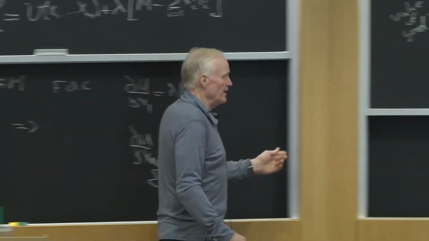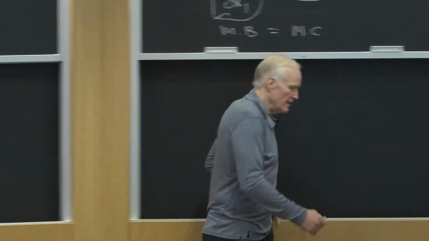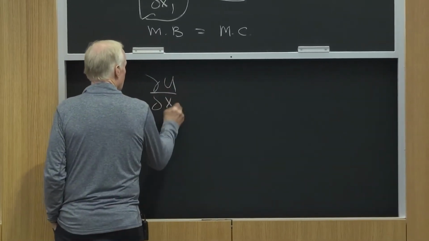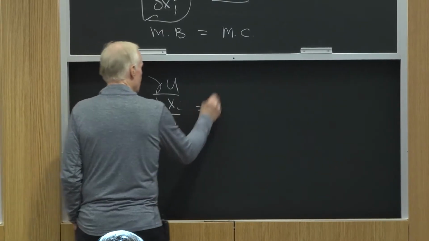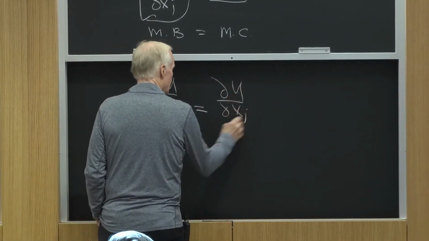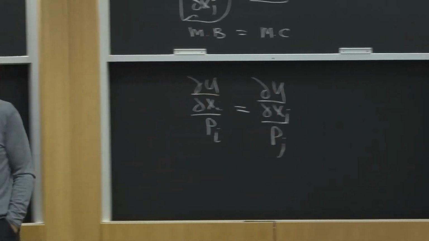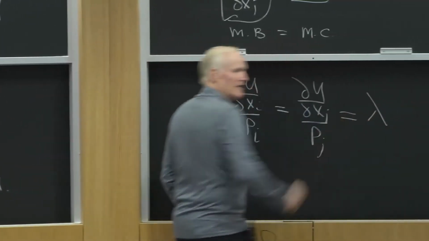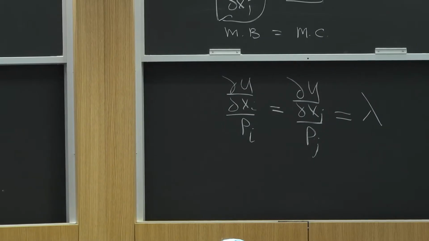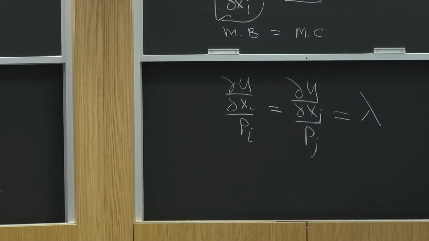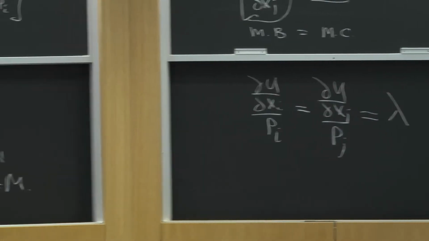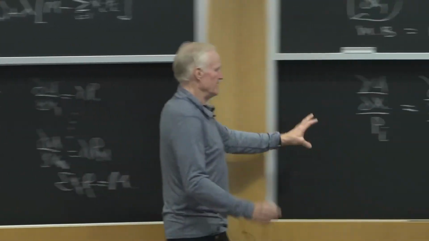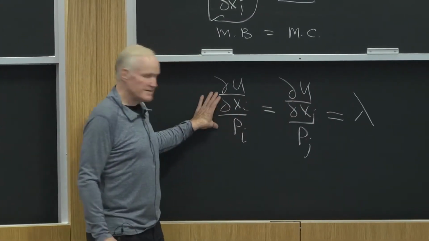Now there's a bunch of other ways I could think about this. I could think about it as partial u partial xi divided by pi equals partial u partial xj divided by pj. Okay? And of course, in my notation, that's all equal to lambda, because both of those have to be equal to lambda. What does this equation say? What is this?